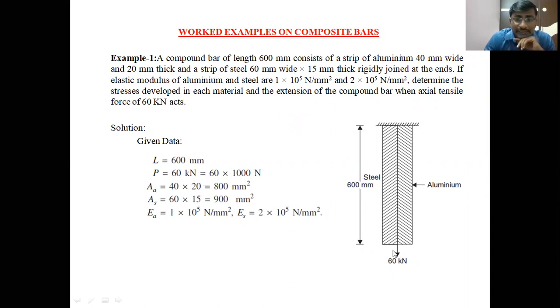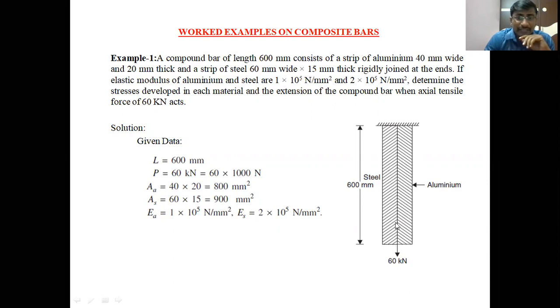How much is the load? It is taken as P, the total load. This P is equal to the load shared by each material, that is steel and aluminum. The load shared by the steel material we write as PS, and the load shared by the aluminum material is taken as PA. So PS plus PA must be equal to the total load applied on the member, 60 kilonewtons. That is the equilibrium equation.